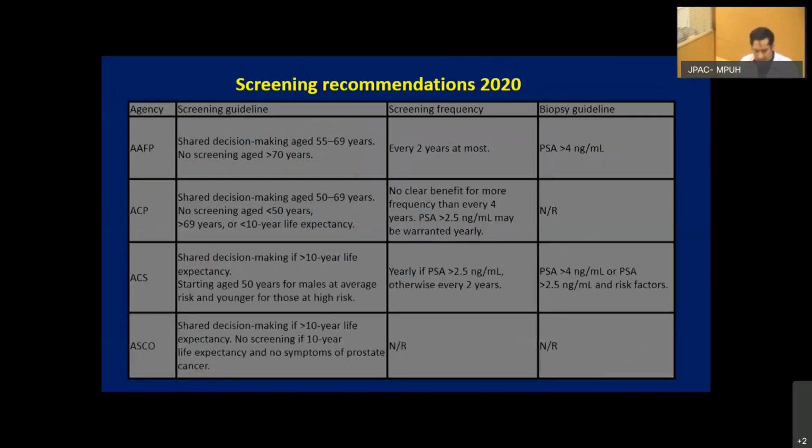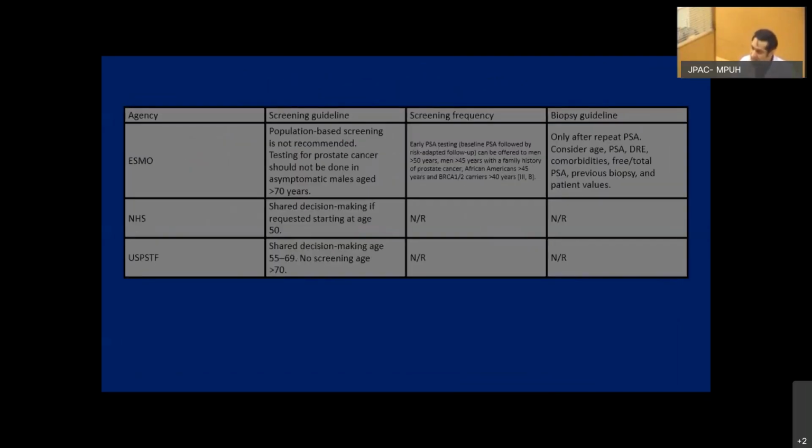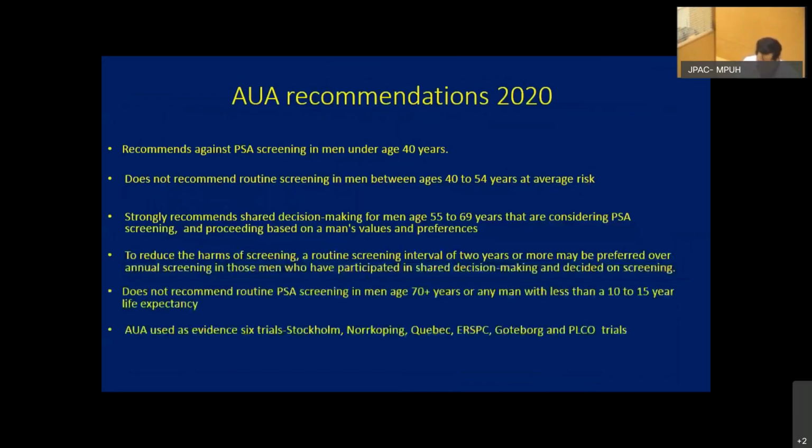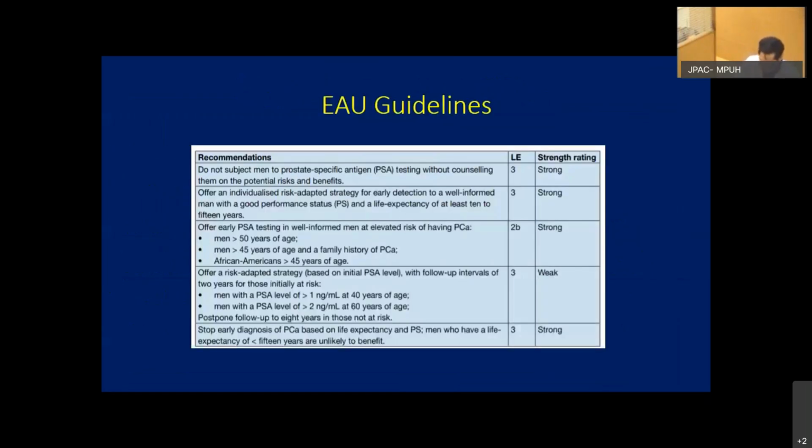And then there are many recommendations by the American Academy of Family Physicians, American College of Physicians, American Cancer Society, and ESMO. They say more or less the same thing, except ESMO, which still says that population-based screening of prostate cancer should not be done. The AUA recommendations I've already told. The EAU guidelines, again, I've already told: do not subject men to PSA without counseling them on the potential risk and benefit of the screening.